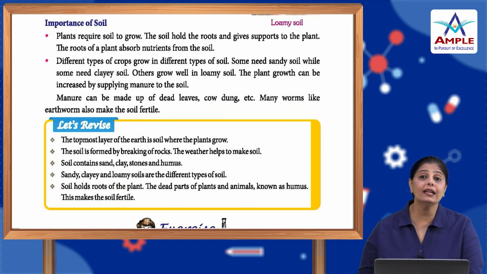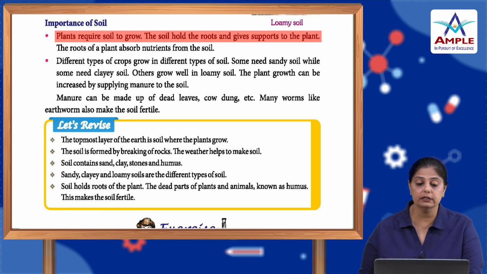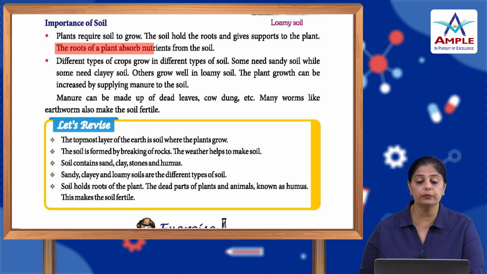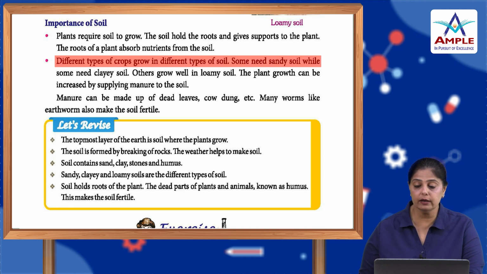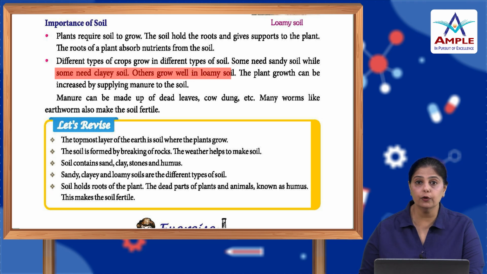Now, why is soil important? Plants require soil to grow. The soil holds the roots and gives support to the plant. The roots of a plant absorb nutrients from the soil. Different types of crops grow in different types of soil. Some need sandy soil while some need clay soil. Others grow well in loamy soil.